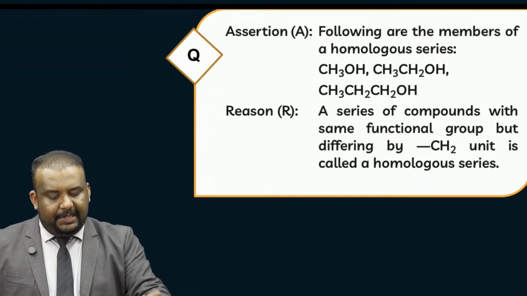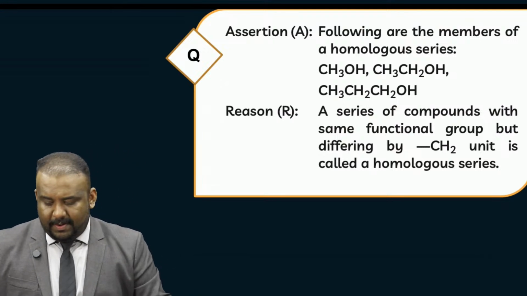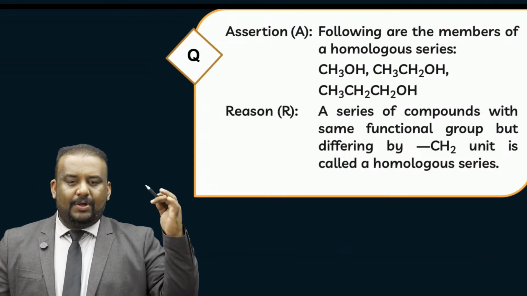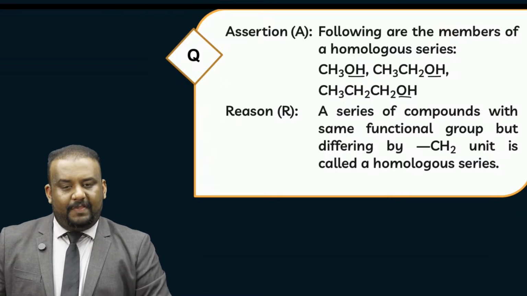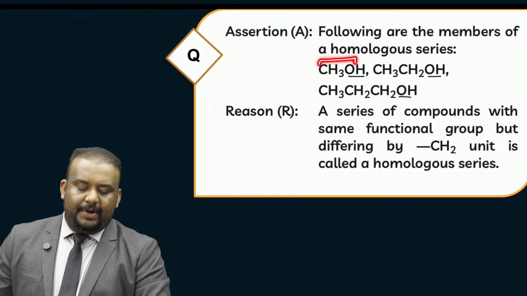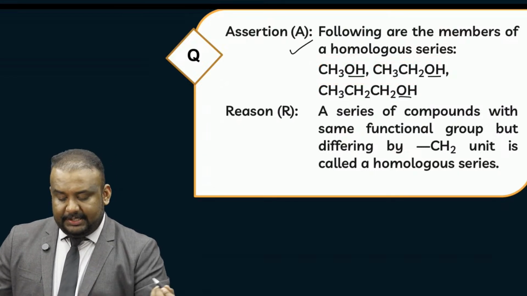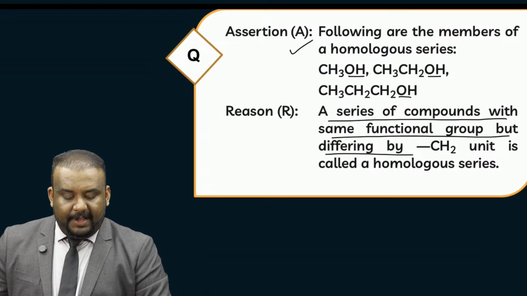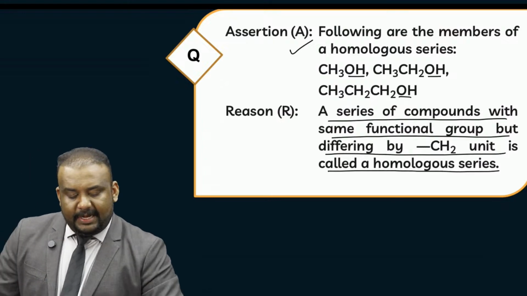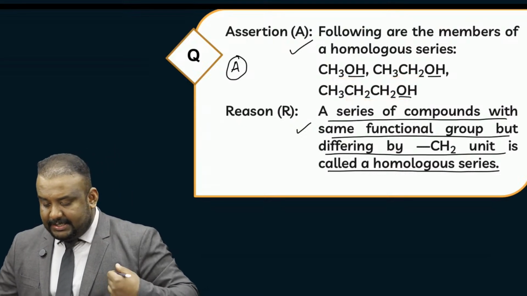Following are the members of a homologous series: CH3OH, CH3CH2OH, CH3CH2CH2OH. Guys, do you think the assertion is correct or wrong? I told you homologous series means compounds that have the same functional group. So in this case you can see OH, in this case you can see OH, in this case you can see OH. So all of them are alcohols, and we have CH3OH, CH3CH2OH, CH3CH2CH2OH. All of them are alcohols, so they belong to one series. Then the reason given is a series of compounds with the same functional group but differing by a CH2 unit is called a homologous series. That is also correct, and that is indeed the reason for that assertion.